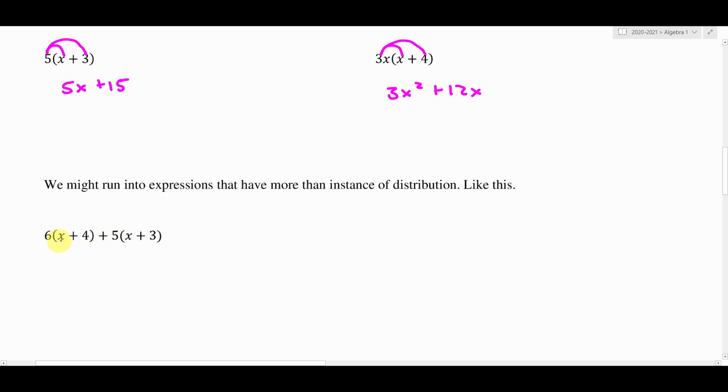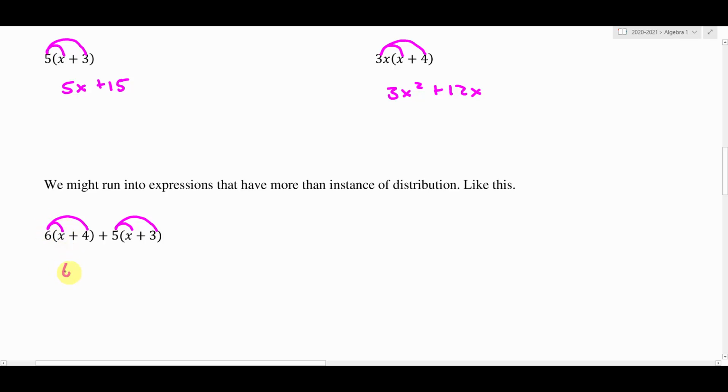Right? So when I look at an expression like this, I see these two things being multiplied here, and then I see the 5 and the x plus 3 being multiplied. And so I want to get rid of both of those parentheses in this expression. So I'm going to start over here. I'm going to take the 6 and I'm going to distribute it to the x and to the 4. Kind of like that, right? It's only 6 times the x plus 4, so I'm not going to distribute the 6 over here with the 5 and the x plus 3. That's a whole separate distribution. Over here, I'm going to distribute the 5 into the x plus 3.